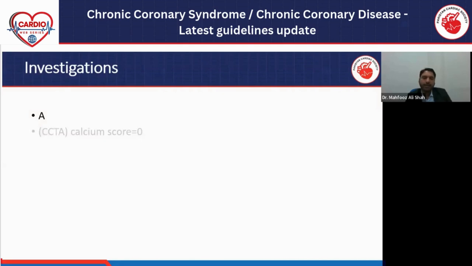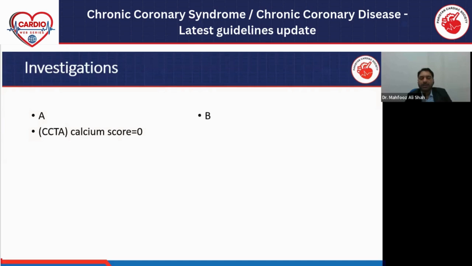Type A patient, that was a lady. She was advised for the CCTA. Her calcium score is 0, and she is categorized as a very low-risk pattern, and we advised her lifestyle modification.